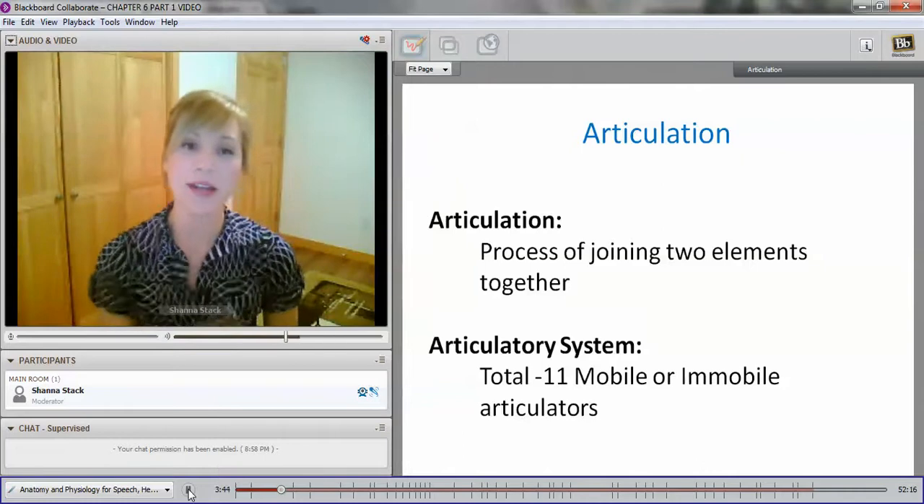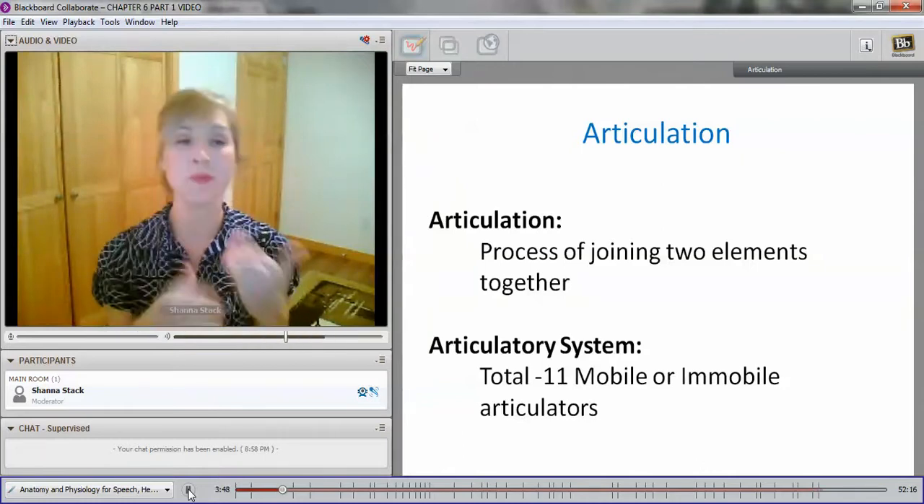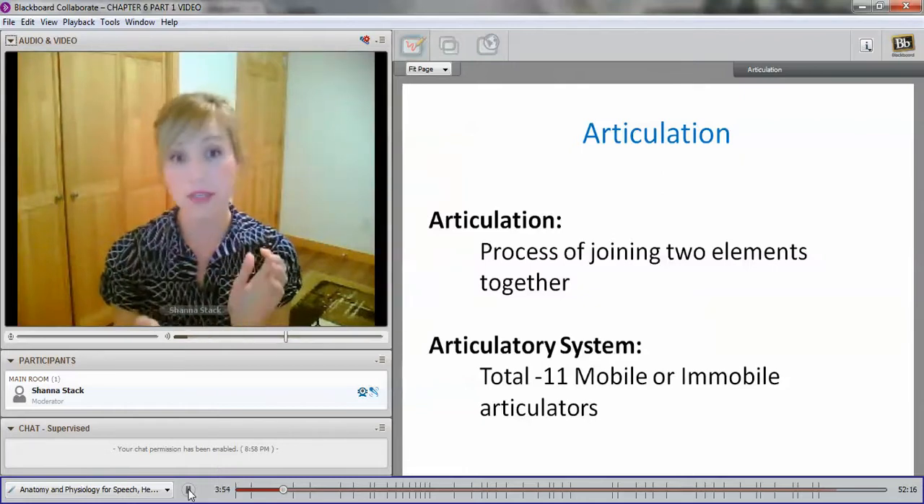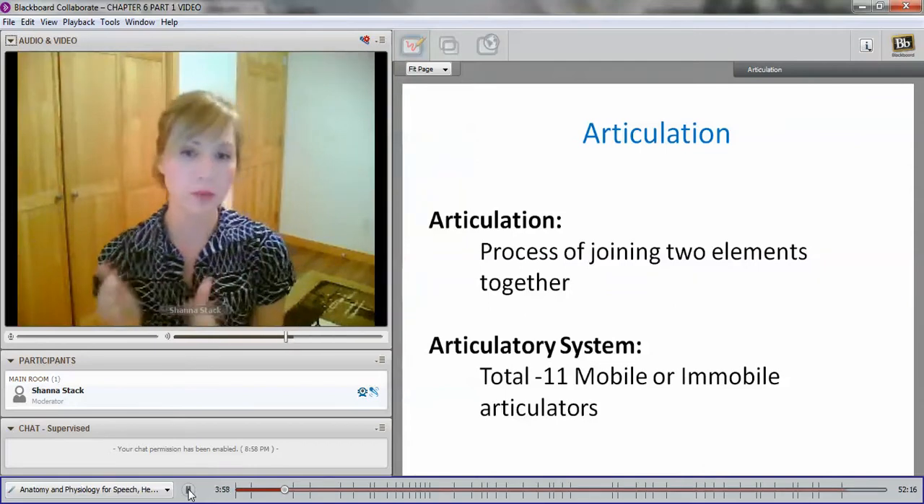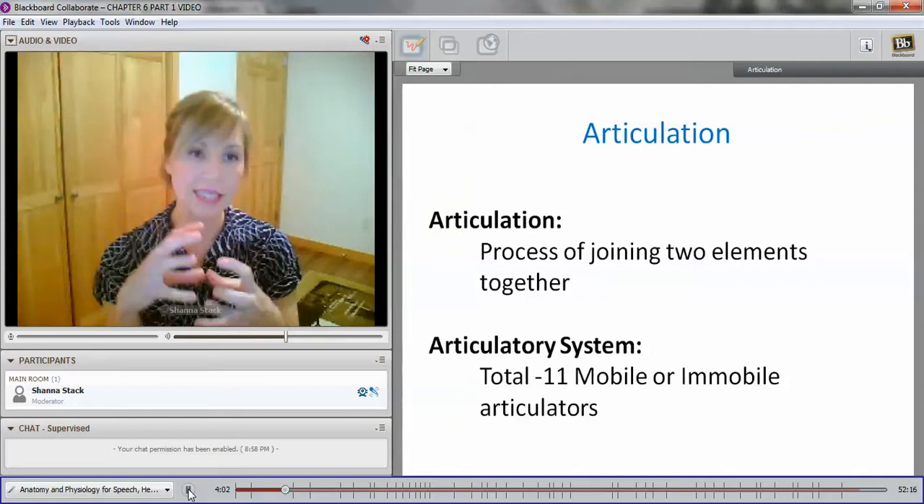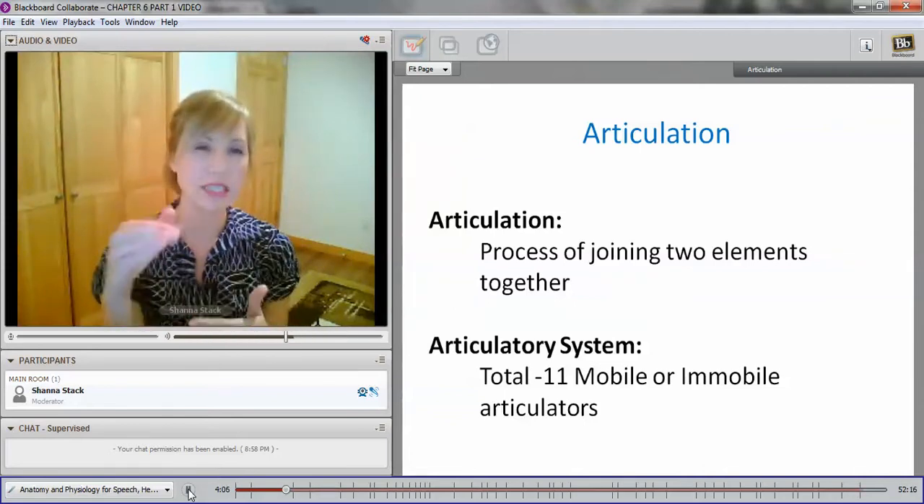All right, so when we're talking about the articulatory system, we're talking about it in terms of our ability to make speech sounds. Together we have 11 mobile and immobile articulators within this system we call the articulatory system. And I'm going to list those out for you.